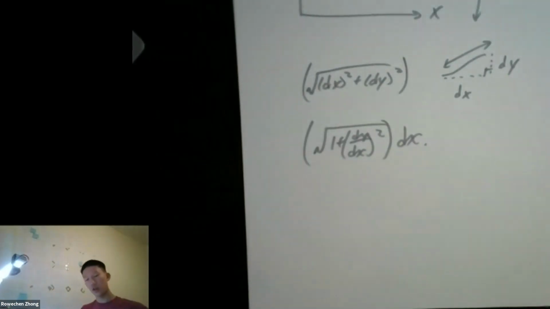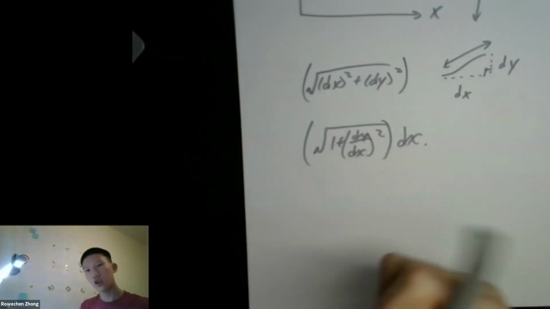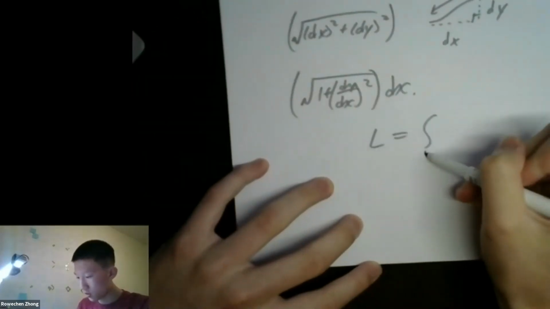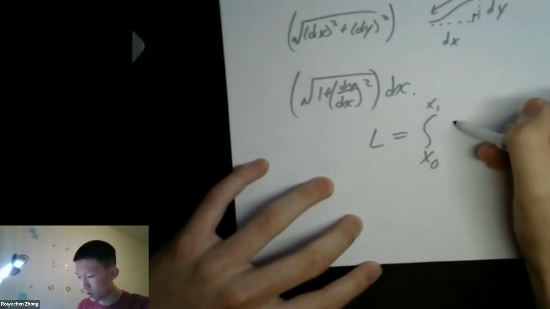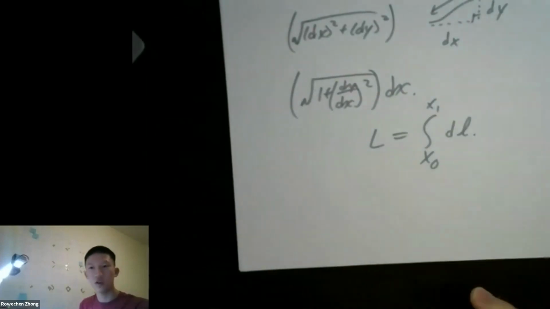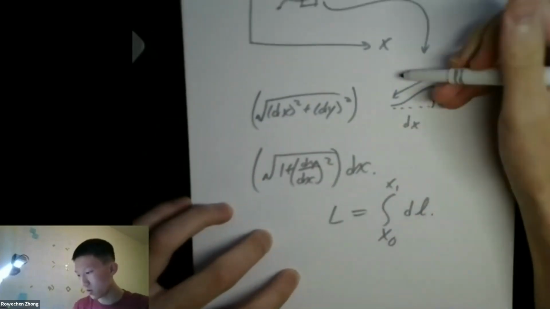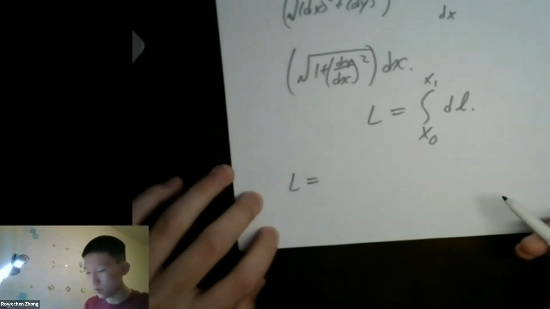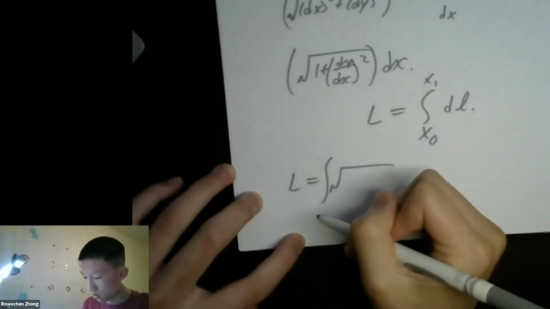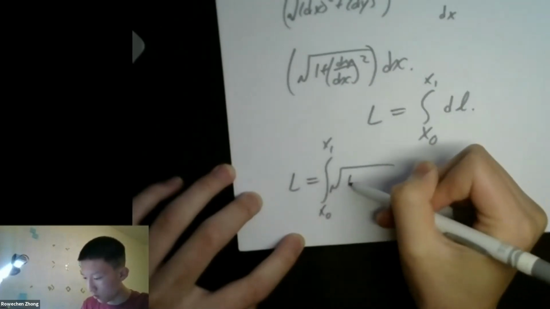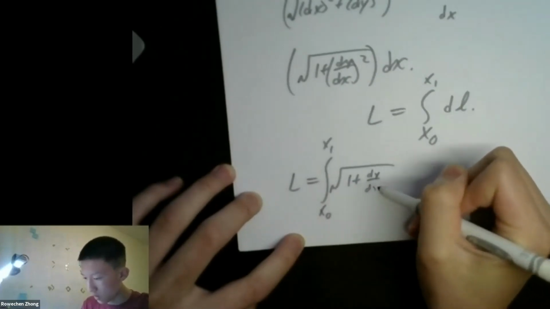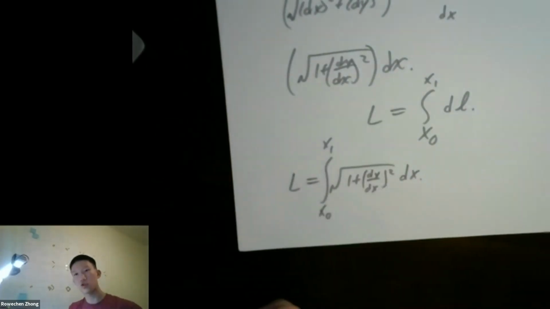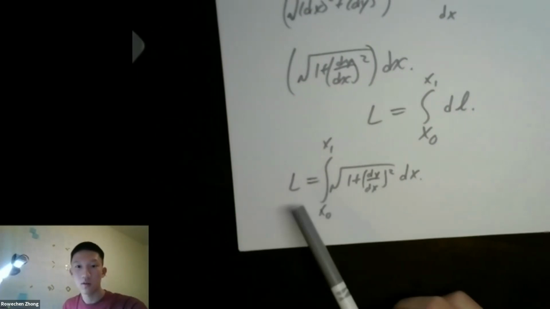Is that correct? I think that's pretty much correct. And now we're trying to find the total length of this. The length is just the integral, a bunch of small lengths, right? dl. Very small lengths. And this very small length is dl. So what is L? L is in fact equal to the integral from x0 to x1 of the square root of 1 plus dy over dx squared, dx. This is what we're trying to minimize. We're trying to minimize dl. We're trying to minimize L.